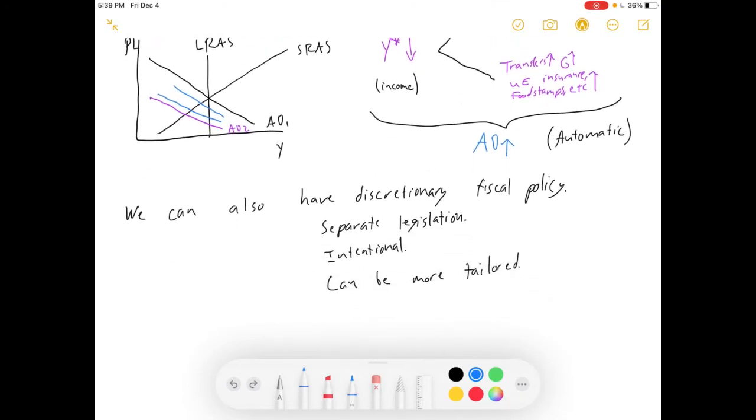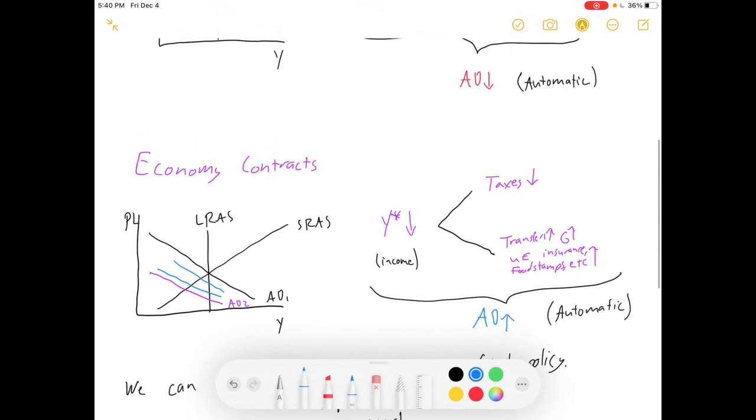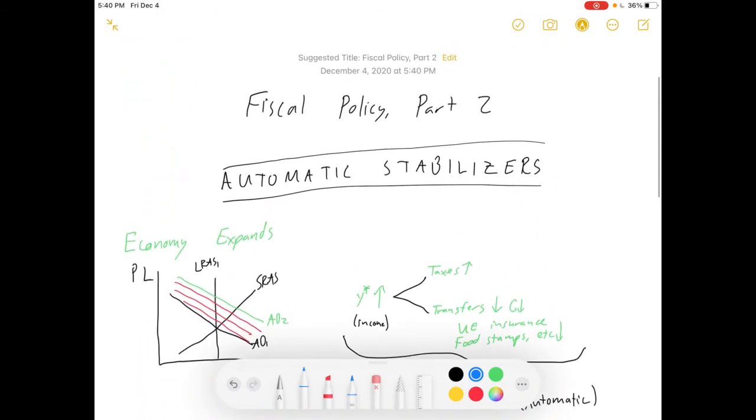But even while we wait for them to do that, even while we wait for the discretionary policies to kick in, we have automatic policies which will do at least some of the job all by themselves.